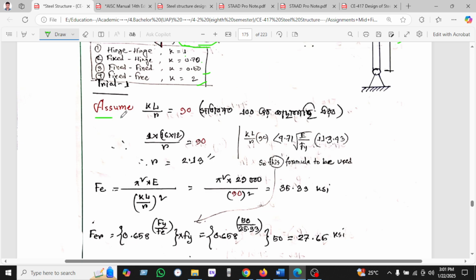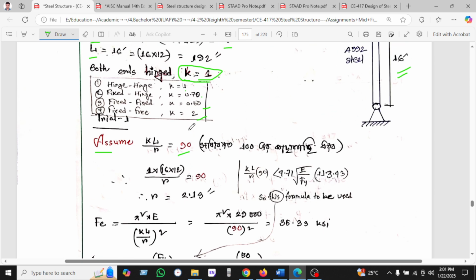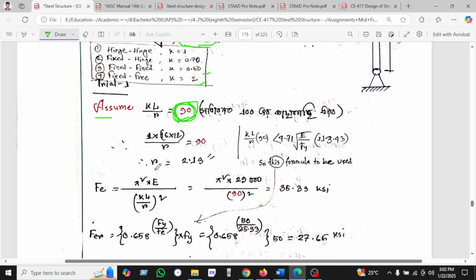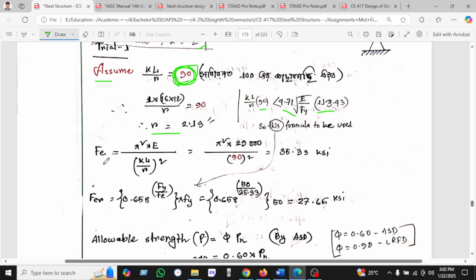So first of all, we are assuming KL by R equal to 90, which is below 100 or close to 100. So we can use a value between 80 to 100, and we found the R value is 2.13. Now we are seeing KL equal to 19, and if we use this formula, then we found 113. And for Fe we are using the formula for Fe and found 33.33.